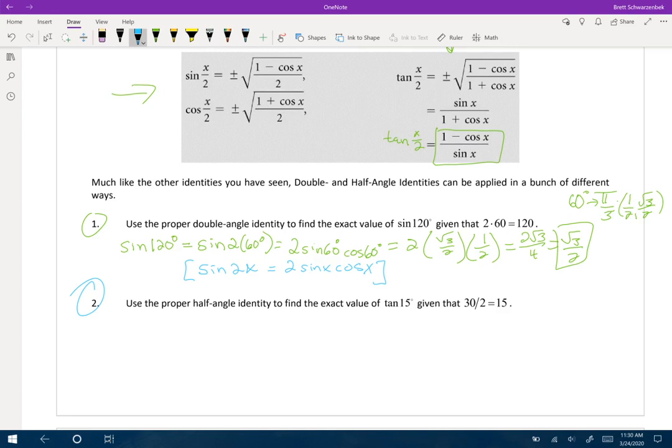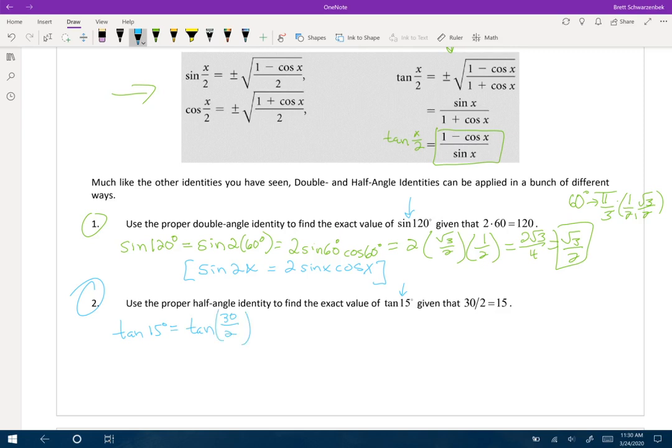Now, in the end of the prior problem, you might have noticed that I mentioned that you could find the sine of 120 directly. Well, you can't with the tangent of 15. So worth noting that this is a problem that is a good one for an exam because you absolutely must use this formula to figure this out. So how do we do this? Well, again, tangent of 15 is the same as the tangent of 30 over 2.